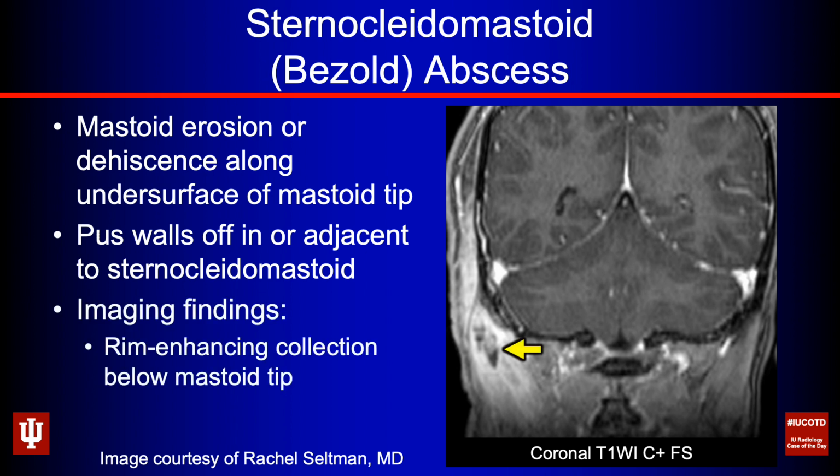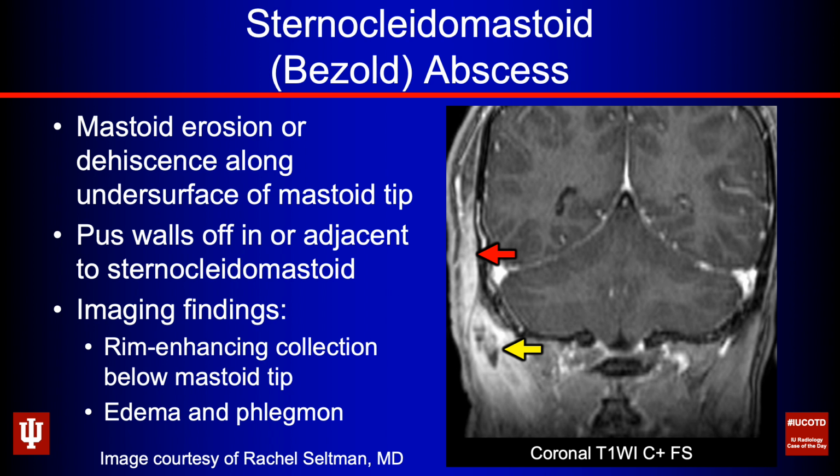And so what you look for is a rim-enhancing fluid collection below the mastoid tip, sort of along the course of the sternocleidomastoid. So in this case, who was lent to me by Dr. Seltman, you can see this sort of multilocular rim-enhancing abscess that's below the skull base along the course of the sternocleidomastoid. This is a so-called Bezold or sternocleidomastoid abscess. As you can see, there's a lot of edema and phlegmon sort of tracking up along the skull as well.